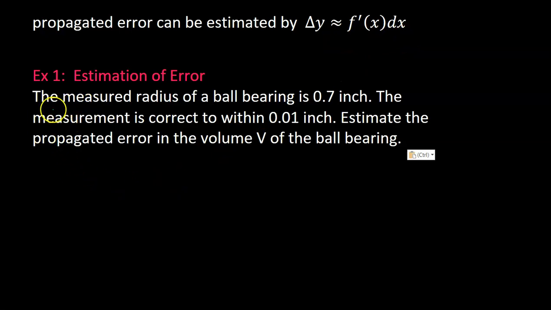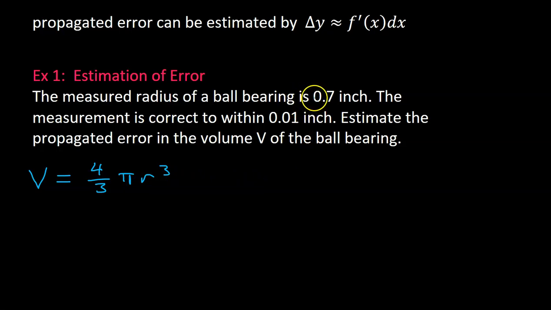So look at example 1. The measured radius of a ball bearing is 0.7 inches. The measurement is correct to within 0.01 inches. Estimate the propagated error in the volume V of the ball bearing. So they are talking about volume. Understand that the formula for the volume of a sphere is 4/3 pi r cubed. So of course, volume is a function of radius. It's a function of r, not x. So get comfortable with that.